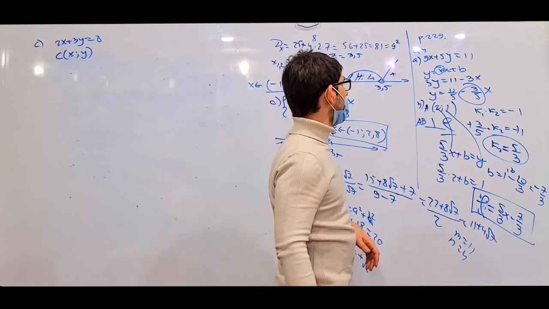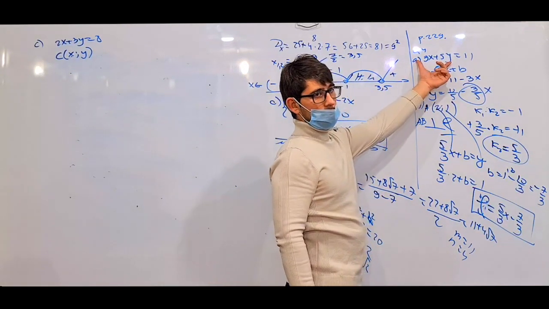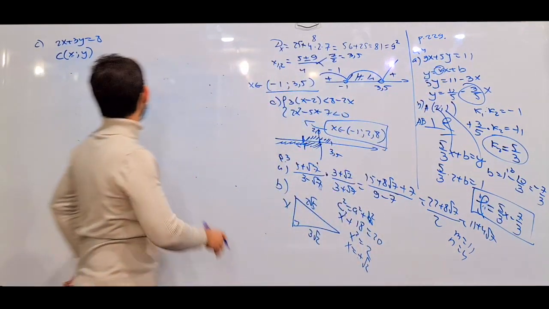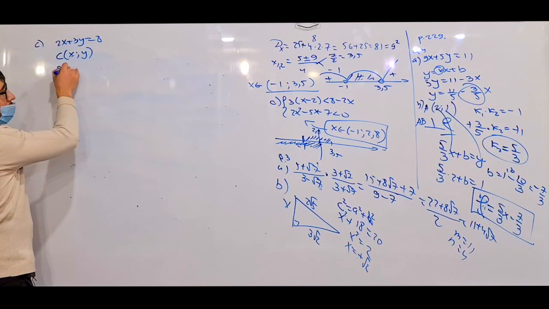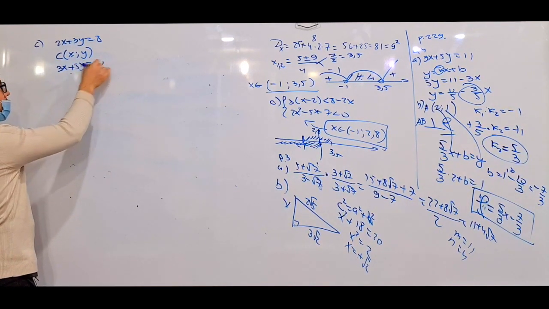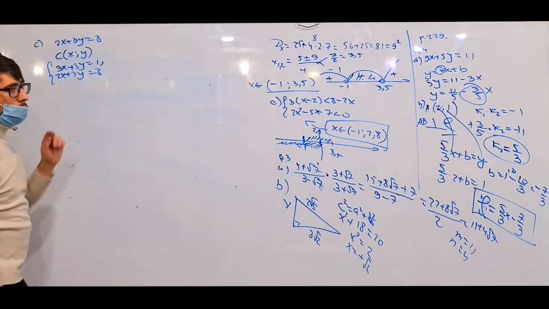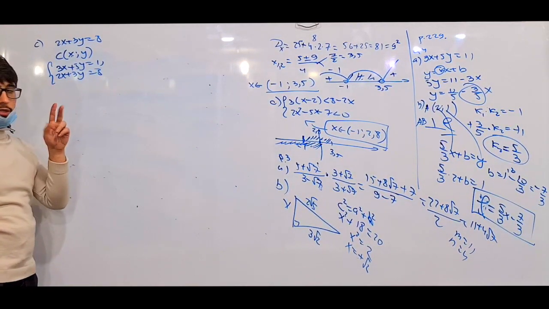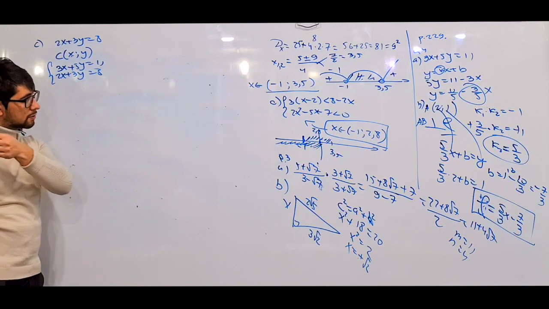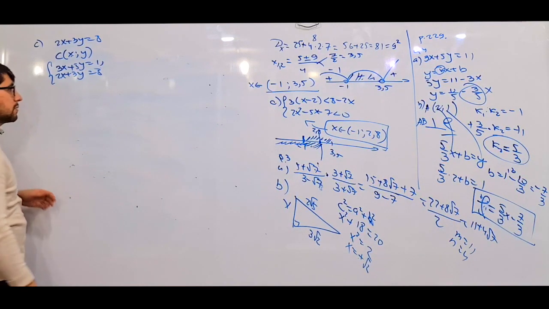So, this is AB line, right? 3x plus 5y. You have to solve the system with this one. 3x plus 5y equals 11, 2x plus 3y equals 8. You can use two methods. First, elimination method. Second, substitution method, right? So which method is convenient?